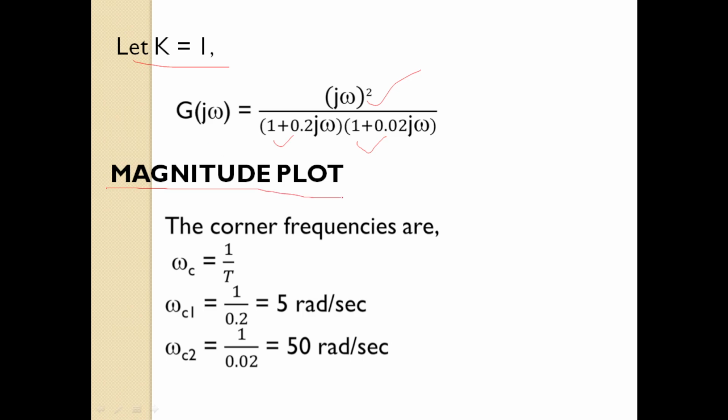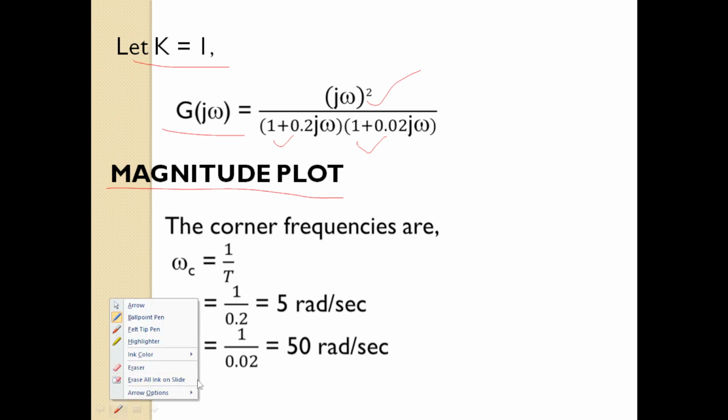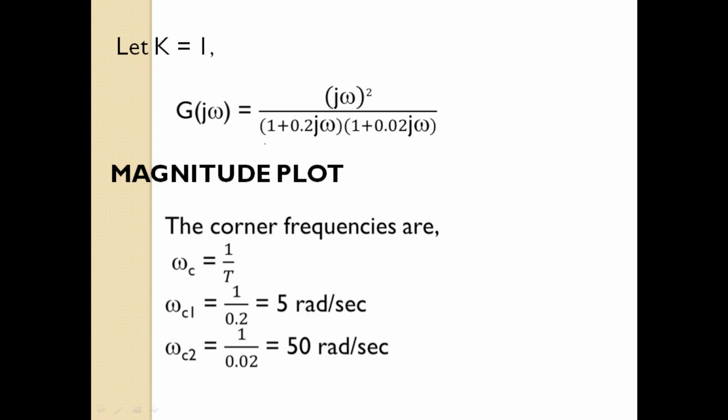Now let us plot the magnitude plot. To plot the magnitude plot, let us check our G of j omega. In this G of j omega, there are 2 factors which will have corner frequencies. So we have to search for the corner frequencies. Which factors will have corner frequencies? We know first order denominator factors will have corner frequencies, the derivative factor will not have a corner frequency. So consider these 2 factors.